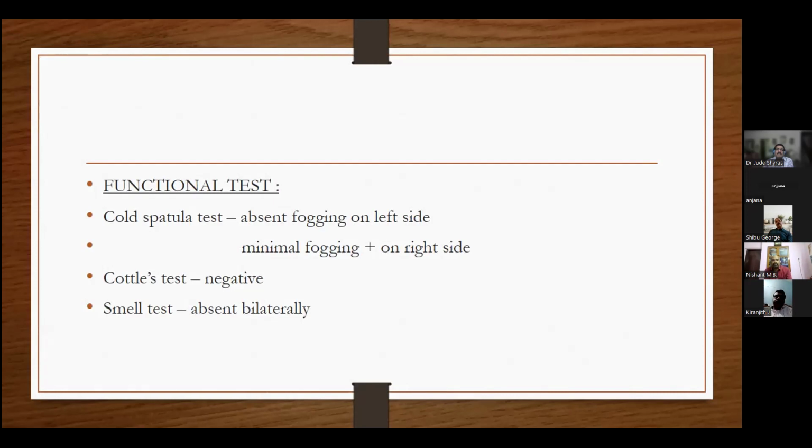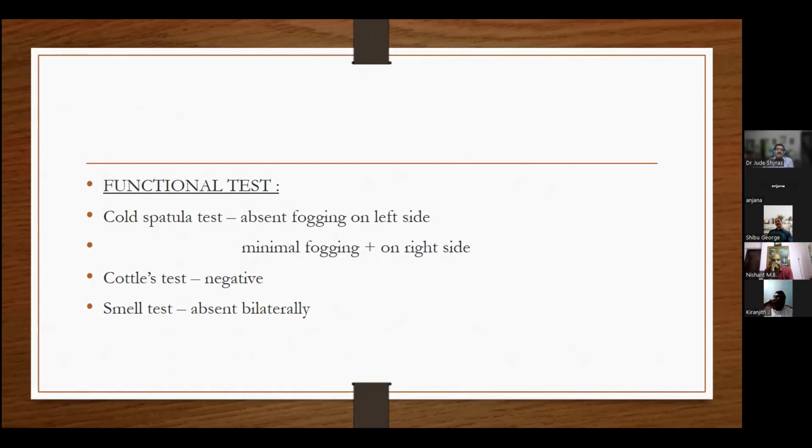What is the pitfall of a Cottle's test? If there is a prolapse of the upper lateral cartilage, then the Cottle's test would be negative. Dynamic obstructions will be negative. More importantly, in any person, if you pull the cheek outside, there will be opening up of the nasal valve, and you'll say it is better. So it doesn't have any diagnostic reliability.